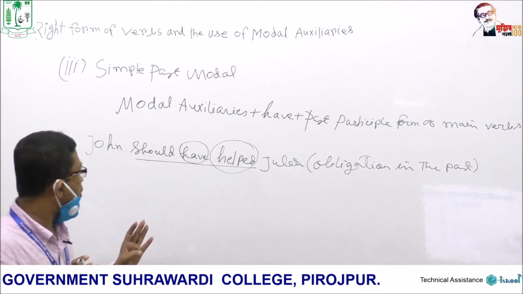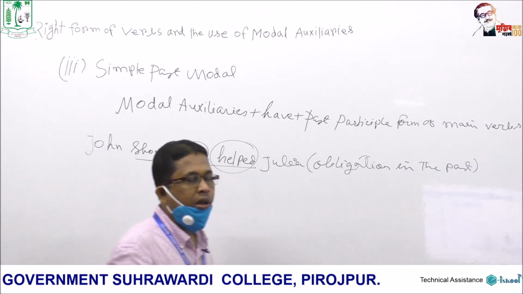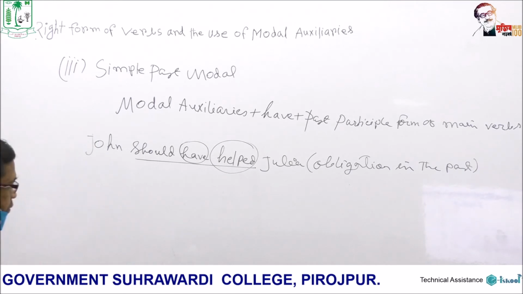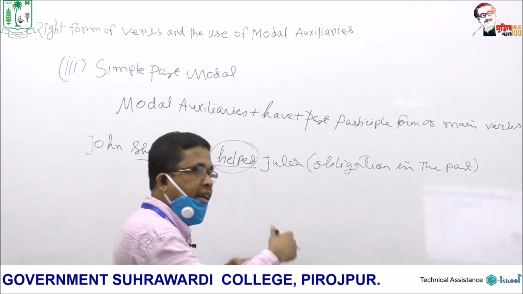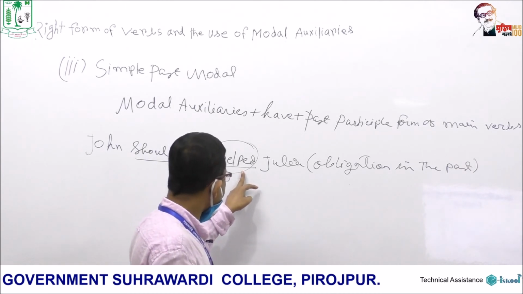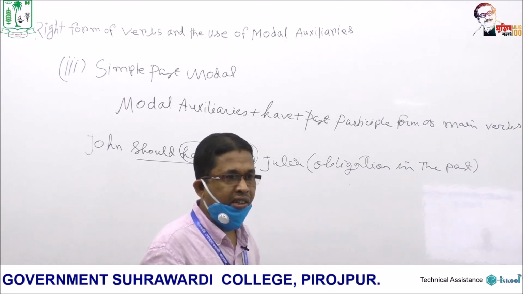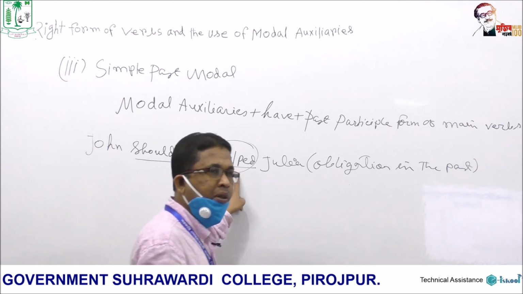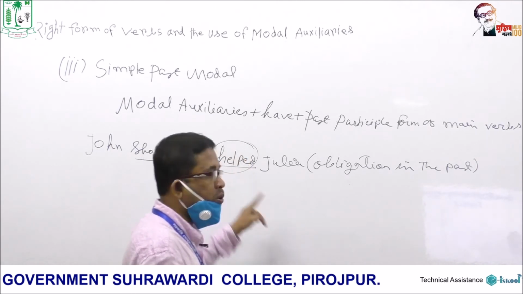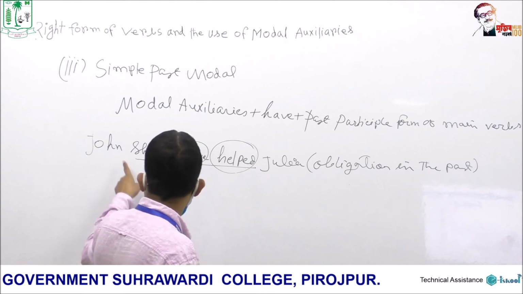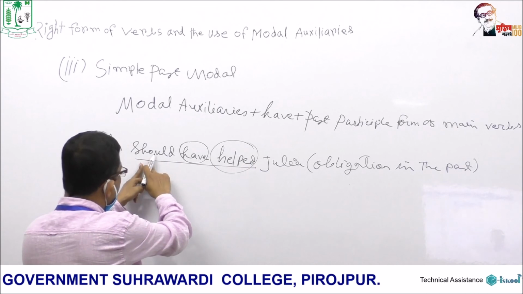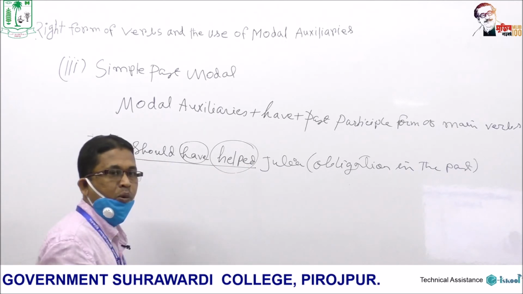So very simple. If you want to use modal auxiliaries in the past tense, you have to use have after any of the modal auxiliaries, and then, usually, traditionally and of course obligatorily, you have to use the past participle form of main verbs, as have always takes the past participle form of main verbs. So John should have helped. So this is the structure here: modal auxiliary plus have plus past participle form of main verbs.